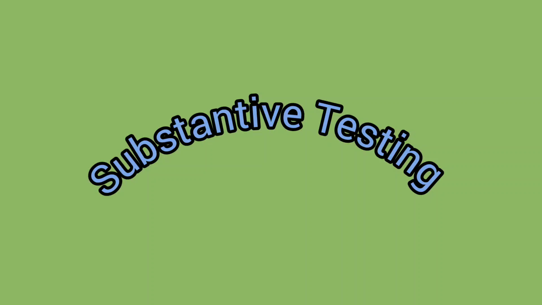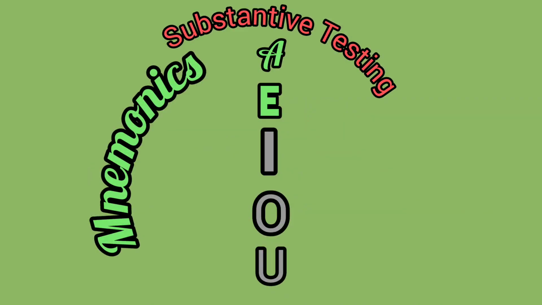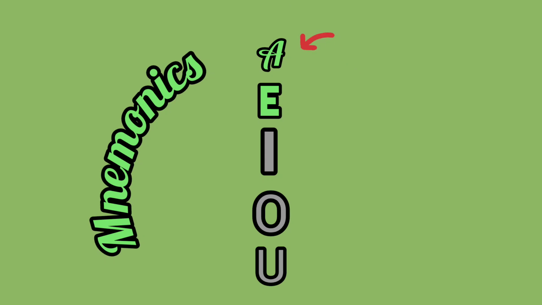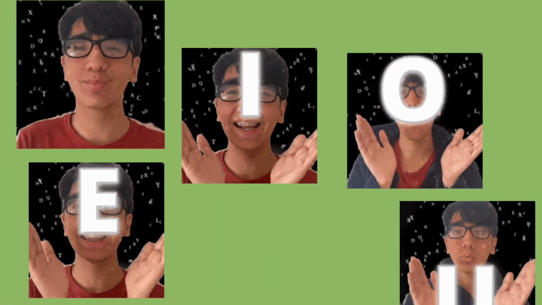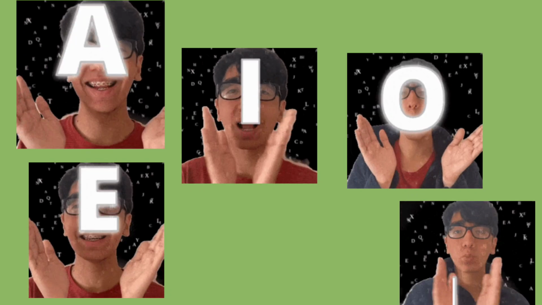Normally, these are in the mnemonic A, E, I, O, U. The A representing analytical procedures, E for inquiry, O for observation, I for inspection, U for calculation and recalculation. So that is it. When you realize you know your vowels, this will be easy for you.